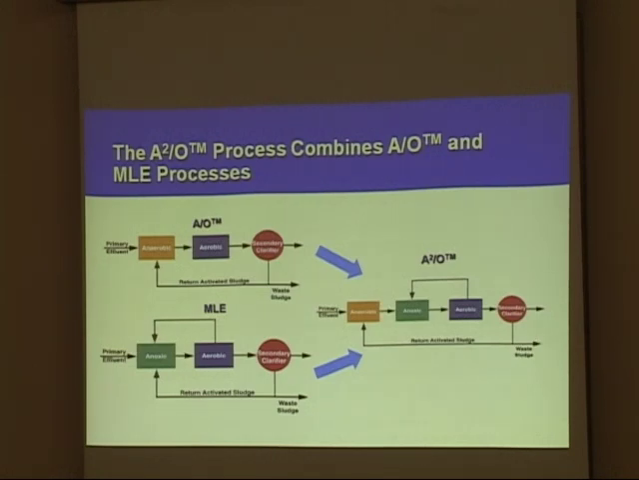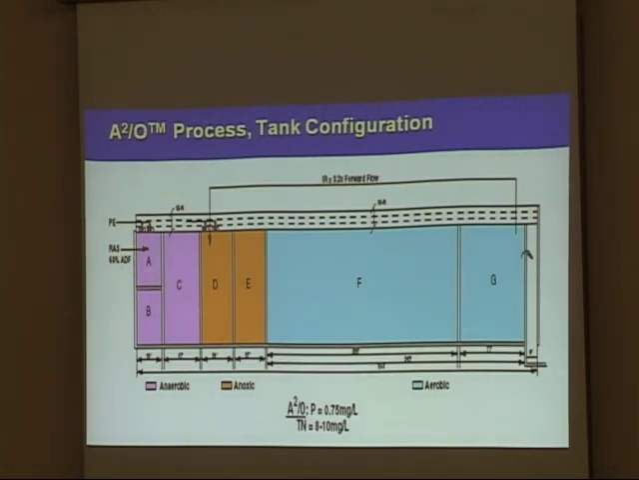It's basically a combination of the AO and the MLE process. If you take the two of them, marry them together, that's kind of what the A squared O process is. You're kind of taking the best of both, and you're going to be getting not only phosphorus removal, but you'll be getting the nitrogen removal as well. In this tank configuration, A, B, and C will be operated in the anaerobic mode, but now you're going to operate D and E in an anoxic mode, and you'll close the valve at the end, and you'll have your internal recycle now coming into the D cell, okay? And then only F and G will be in aerobic mode, okay?